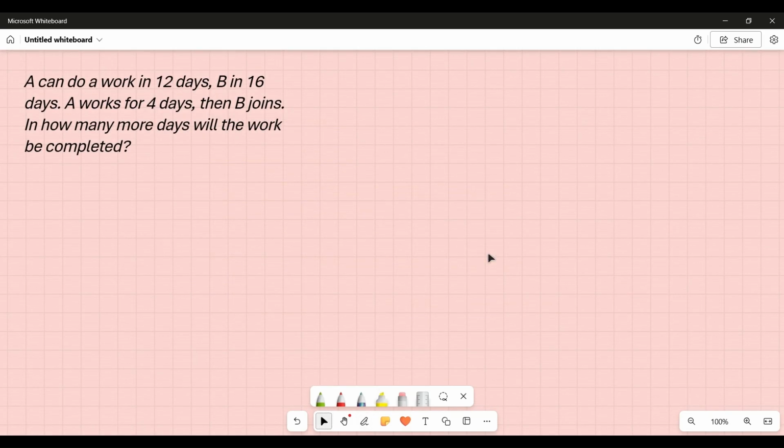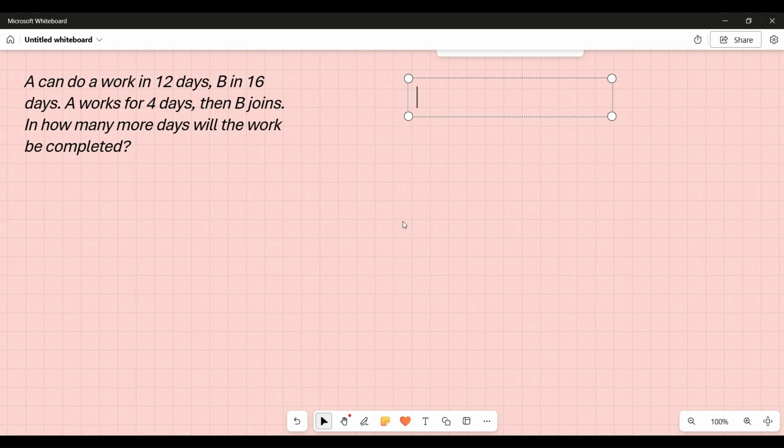Okay, the first question is: A can do a work in 12 days, B in 16 days. A works for 4 days, then B joins. In how many more days will the work be completed? So the question says that person A worked for 4 days, and after the 4 days, person B joined to complete the work. Now we need to find the total days required to complete the work. Okay, we can do it easily.